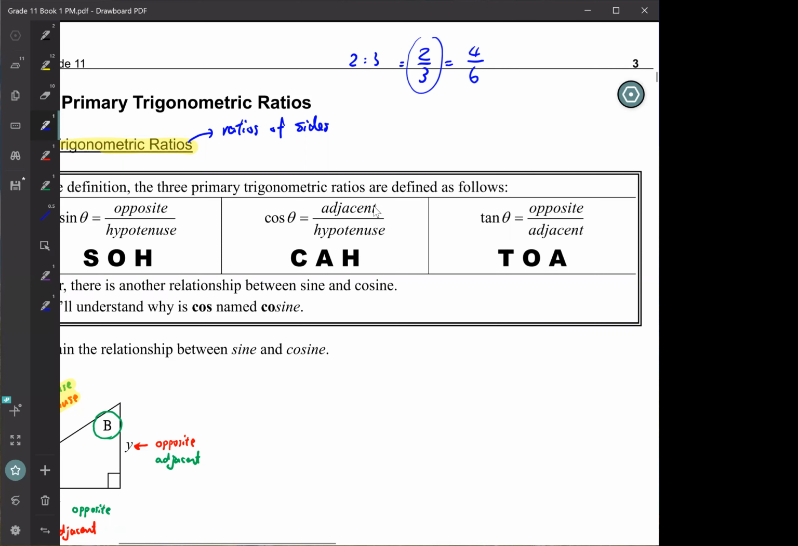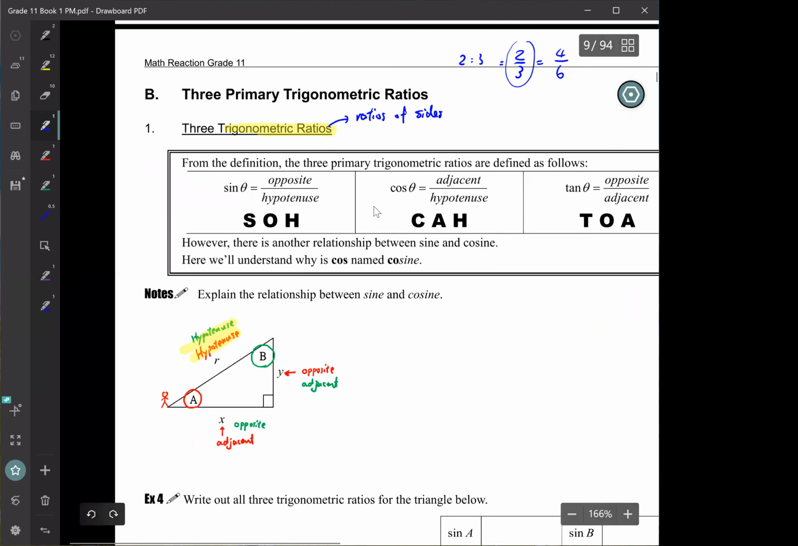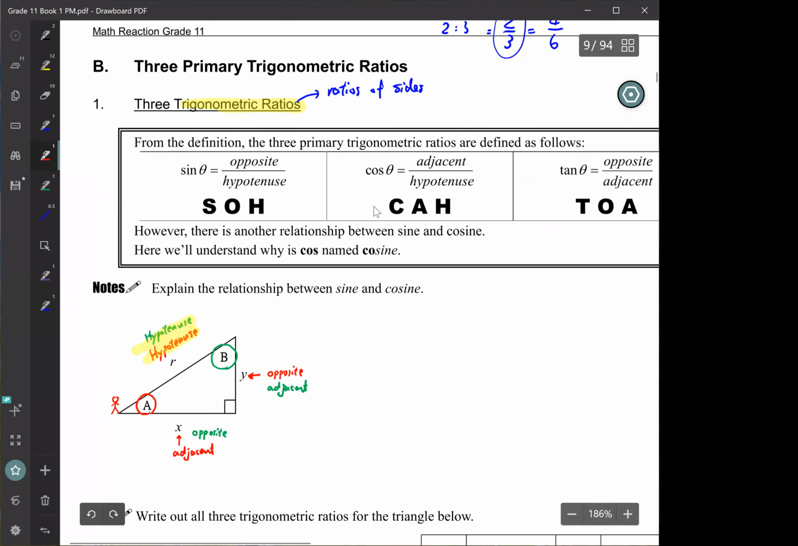So a trig ratio is the ratio between 2 sides. One of the combinations is opposite over hypotenuse, okay? And this combination is called a sine ratio. So for example, like the picture at the bottom, you can say sine of A. A is the angle, so it's telling us which angle you're looking from. Opposite will be the Y. Hypotenuse will be R.